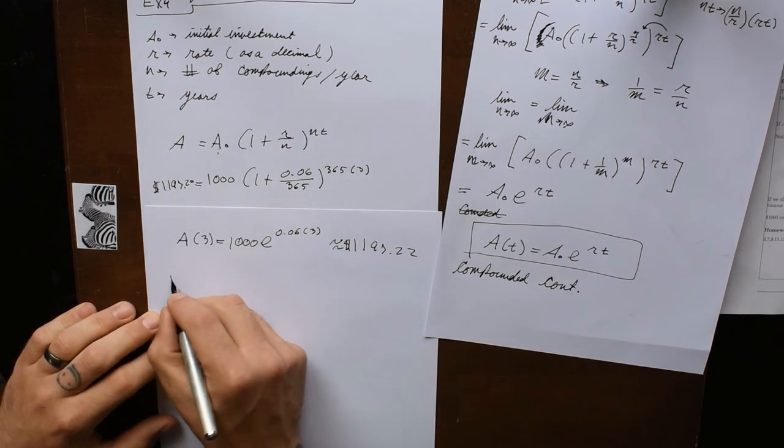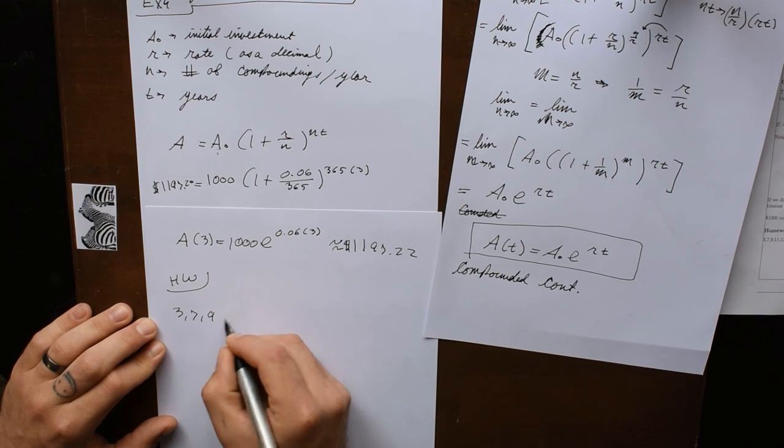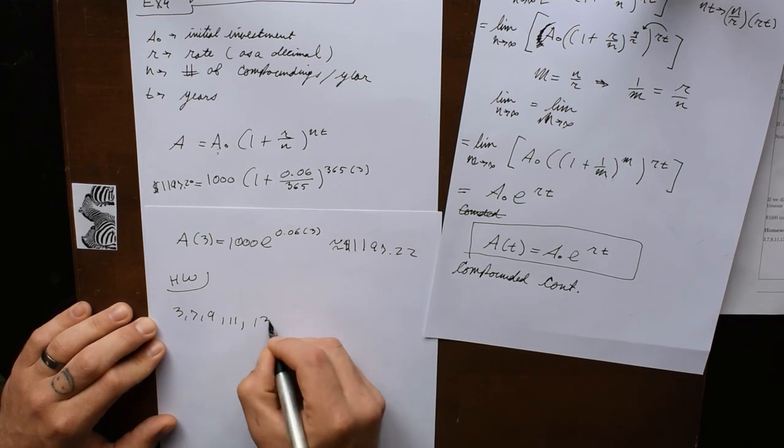For homework, go off and do 3, 7, 9, 11, 13, and 15.